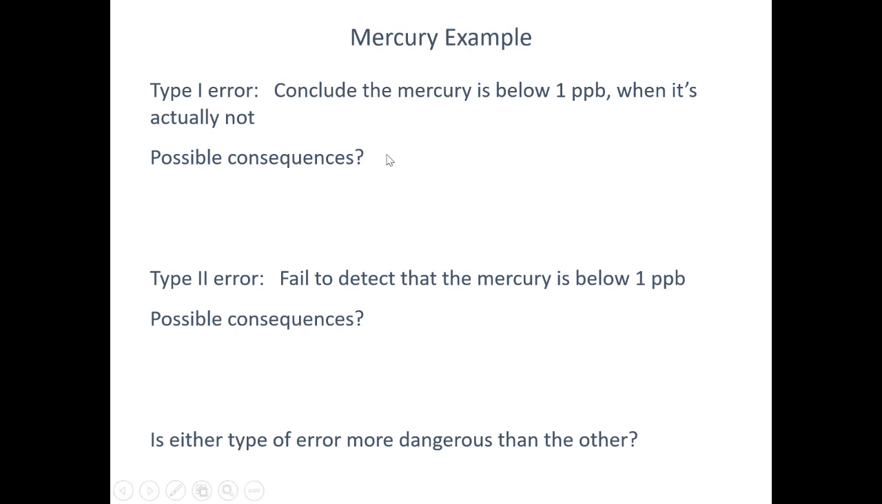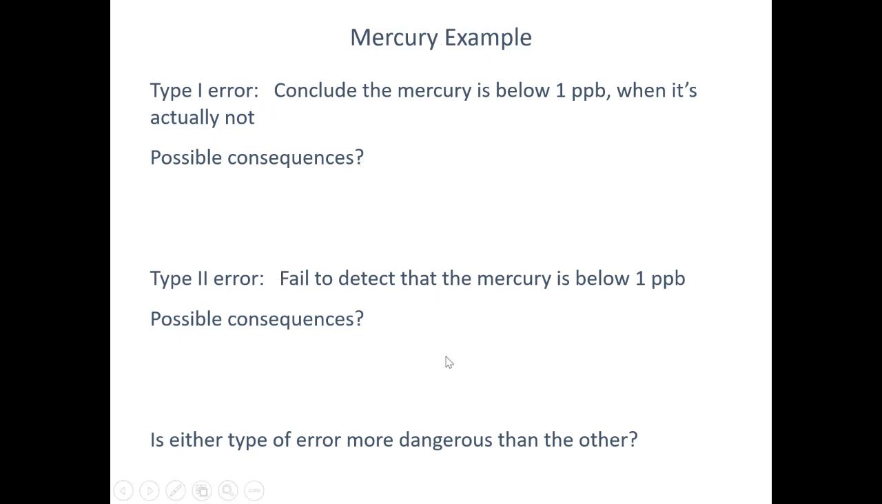Now, would that be bad? Kind of take the worst case scenario. It'd be a little bit of a worry wart here. Well, if we think the mercury is safe and it's actually not, probably fishing is going to be allowed. People might end up eating fish that is too high in mercury, which is a poison. It can cause birth defects and brain damage and all sorts of bad things.